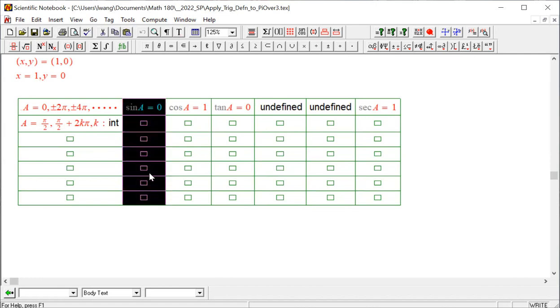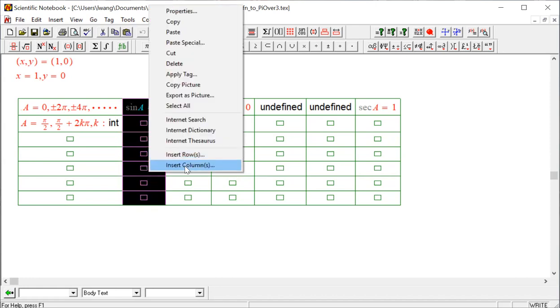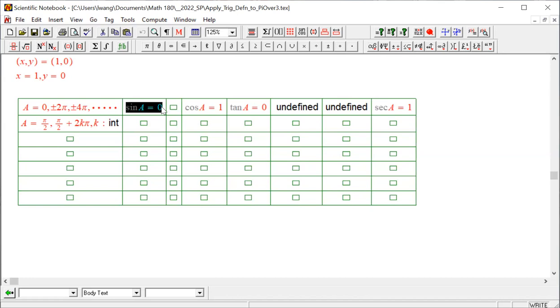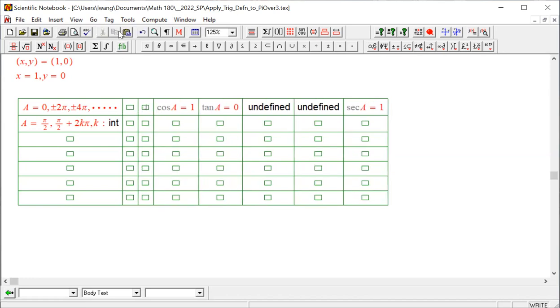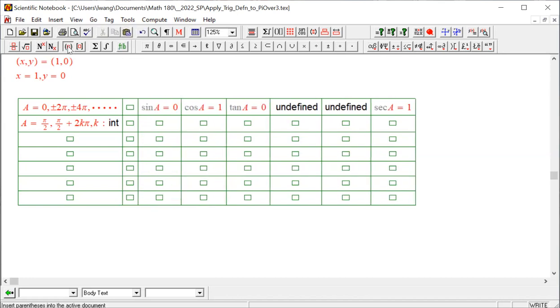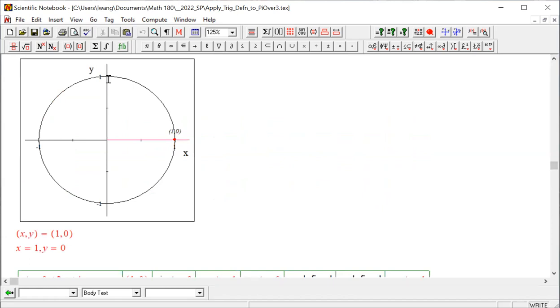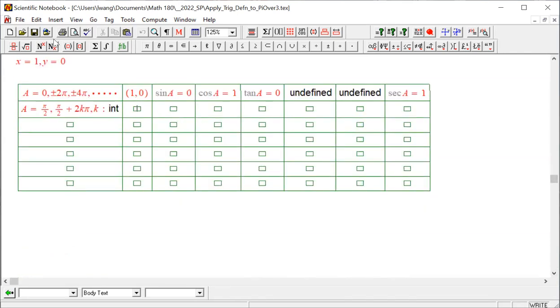In this case, what is the point? Let me put the point in a place. In the first case, the point is (1, 0). In that second position, the point we choose is on the terminal and the intersection with the unit circle. So (0, 1).